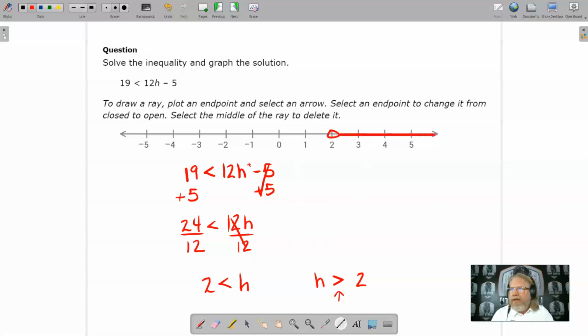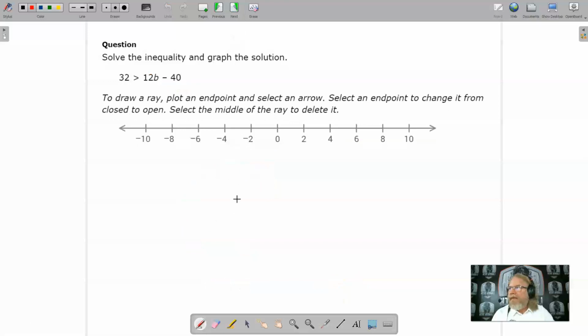It's been a little while since I checked my answer on the last few, so I can go ahead and test that. So 0 is not part of the solution. So if I put 0 in there, this should make a false statement. 12 times 0 is 0. So scratch that out. Is 19 less than negative 5? No, that's not a true statement. So that makes sense because 0 is not part of the solution set. So my arrow must definitely be going in the correct direction.